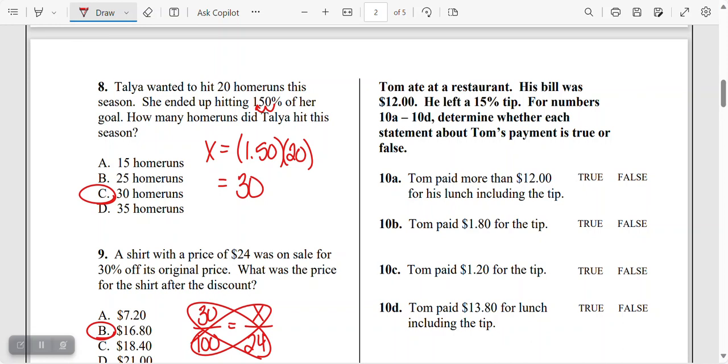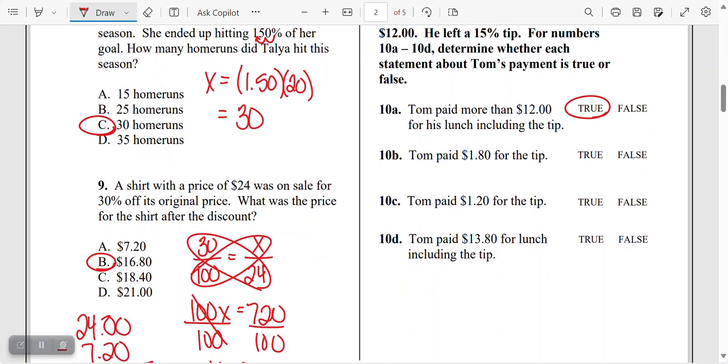Question 10, Tom ate at a restaurant. His bill was $12. He left a 15% tip. Determine whether each statement about Tom's payment is true or false. So the first statement says Tom paid more than $12 for his lunch, including the tip. Okay, that's definitely true. A tip is going to make it more expensive, and his bill was already $12. Tom paid $1.80 for the tip. Tom paid $1.20 for the tip. Tom paid $13.80 for lunch, including the tip.